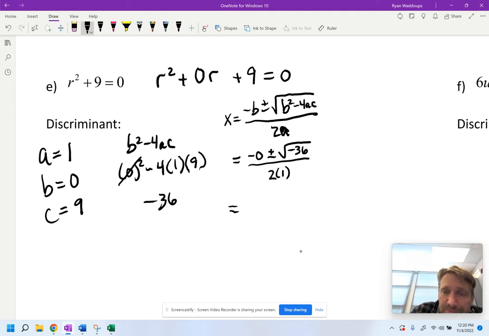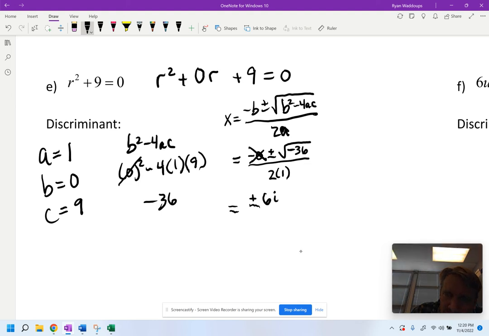36 is a perfect square. This minus 0 doesn't change anything there. So we're just going to have plus or minus the square root of negative 36. And the square root of 36 is 6. But since it's negative, it's going to be plus or minus 6i. The negative under the radical has to come out as the imaginary unit i. And that's all over 2 times 1, or just 2.